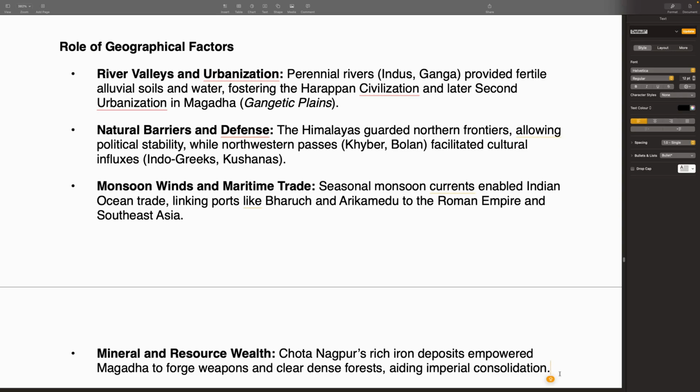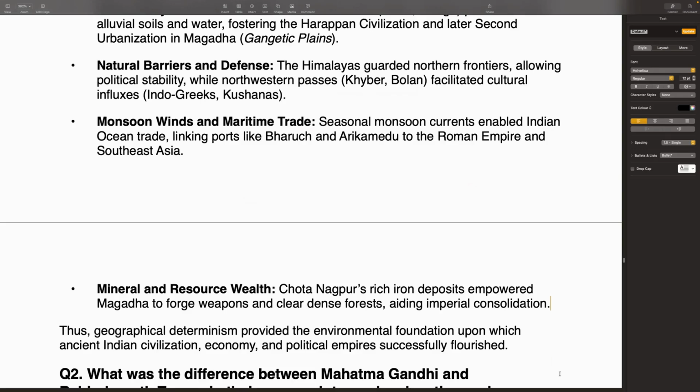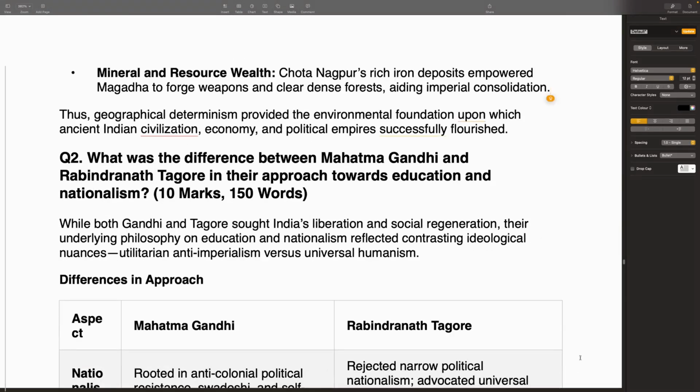Monsoon winds and maritime trade: seasonal monsoon currents enabled Indian Ocean trade, linking ports like Bharuch and Arikamedu to the Roman Empire and Southeast Asia. Mineral and resource wealth: Chota Nagpur's rich iron deposits empowered Magadha to forge weapons and clear dense forest, aiding imperial consolidation. Thus, geographical determinism provided the environmental foundation upon which ancient Indian civilization, economy, and political empire successfully flourished.